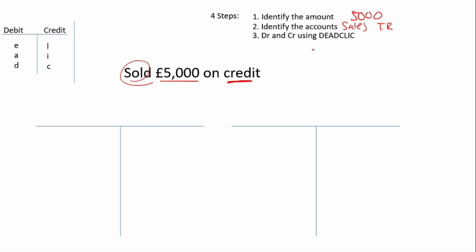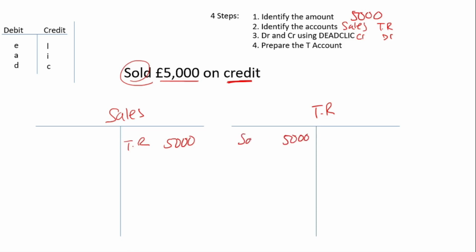Step 3 is to use the DEDCLIC acronym. So we know that sales is an income, so we're going to write credit here, which leaves us with a debit for trade receivables because they're an asset. And step 4 is to prepare a T account. So we're going to have an account for sales and an account for trade receivables. So we're going to credit sales £5,000, write the description trade receivables, and debit trade receivables £5,000 and write sales.